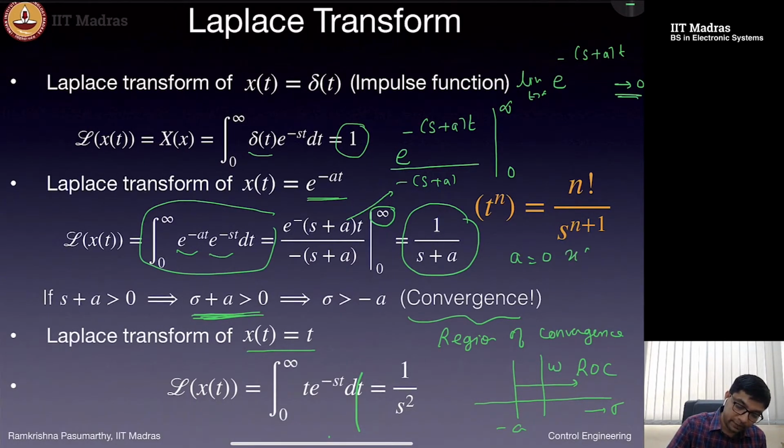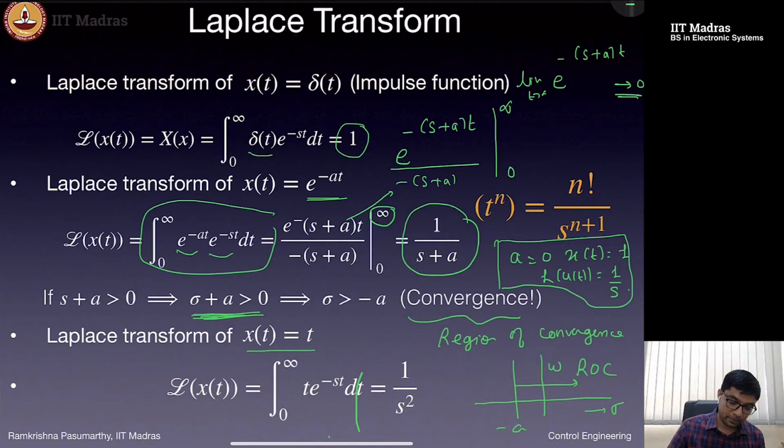x of t is 1, that is a unit step, in which case the Laplace transform of u of t is 1 over s. That's a special case, because e power a t for a equal to 0 will just become 1. So the Laplace transform of a unit step is 1 over s. Impulse is just 1. We'll see what it is for a ramp signal.